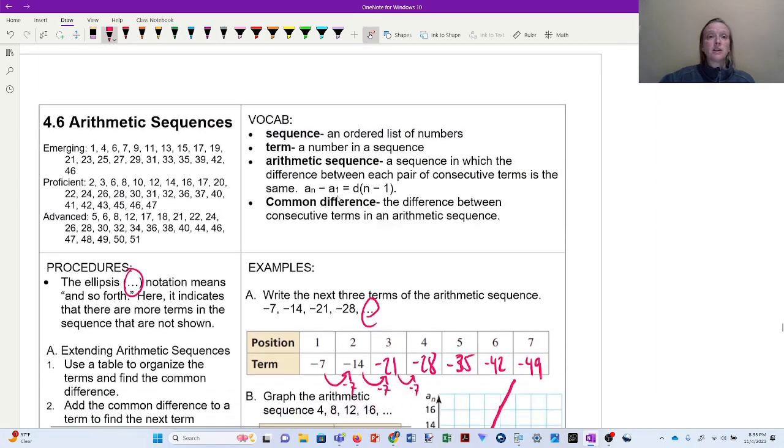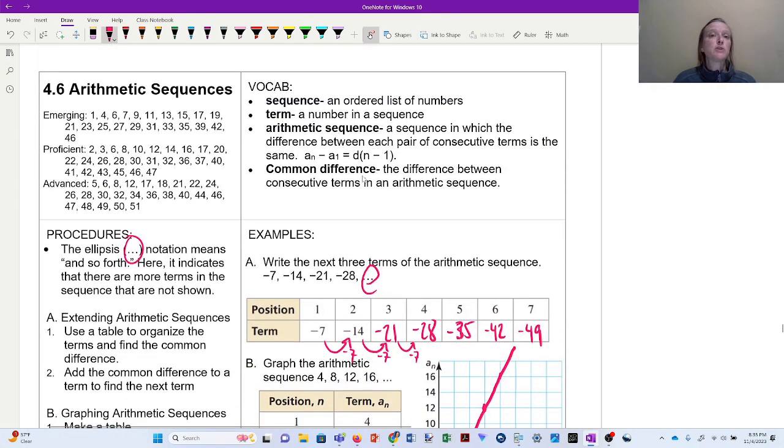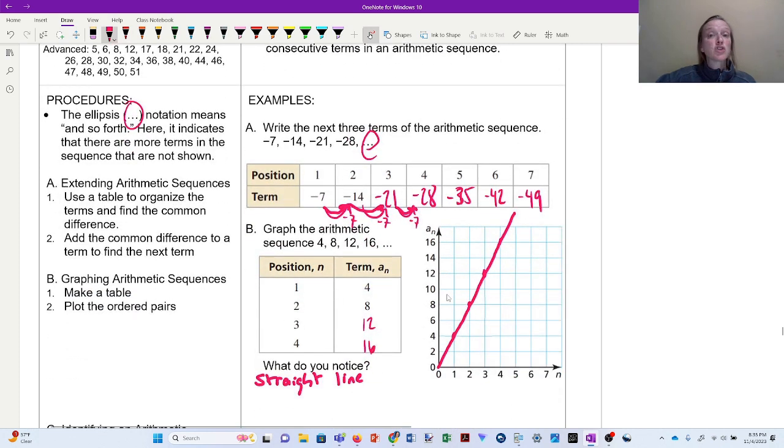What's a common difference? It's the difference between consecutive terms in the arithmetic sequence. So this jump of -7 over and over again, -7, that's the slope of the line. Each next term in the sequence is 7 less than the one before, or in this case, the common difference was +4. Each next term in the sequence was 4 above the previous one, which is why we have a slope of 4 here on this line.